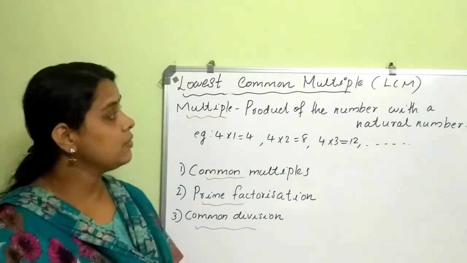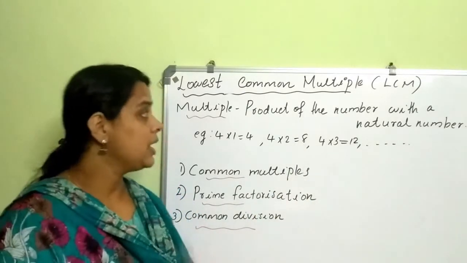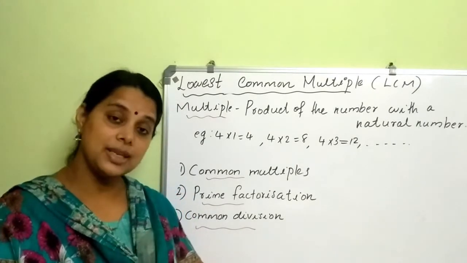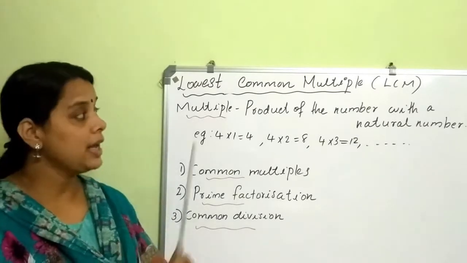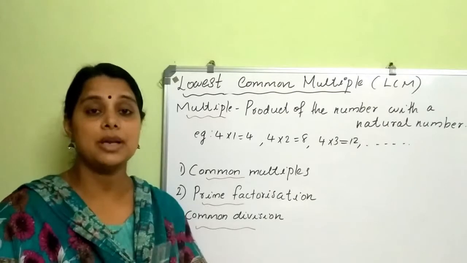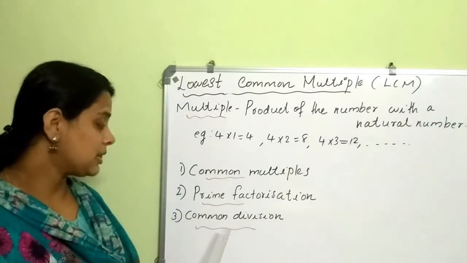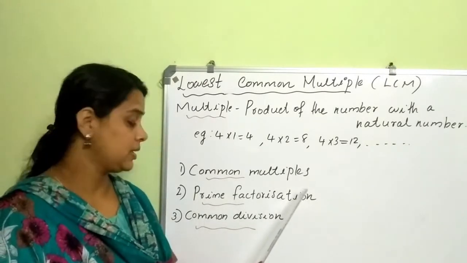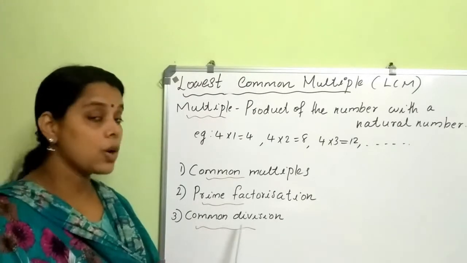Now we will see what is the lowest common multiple, or LCM. If a number is a multiple of 2 or more numbers, we can say that number is a common multiple of those numbers. Among those common multiples, the smallest number is called the LCM. These are the 3 methods to find LCM. The first one is common multiples. The second method is prime factorization. The third one is common division.